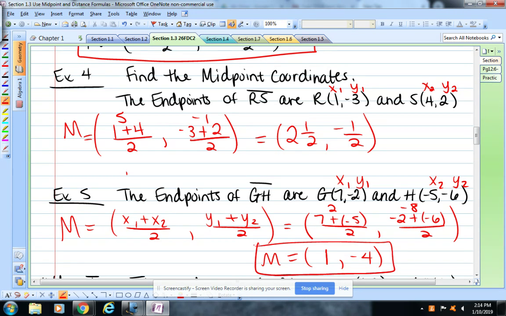I like it better when it comes out to be whole numbers, don't y'all? Makes me think I'm doing it right. Right? So it's really not that bad, is it? Add your x's, divide by 2, add your y's, divide by 2, and then you'll have an x and y.